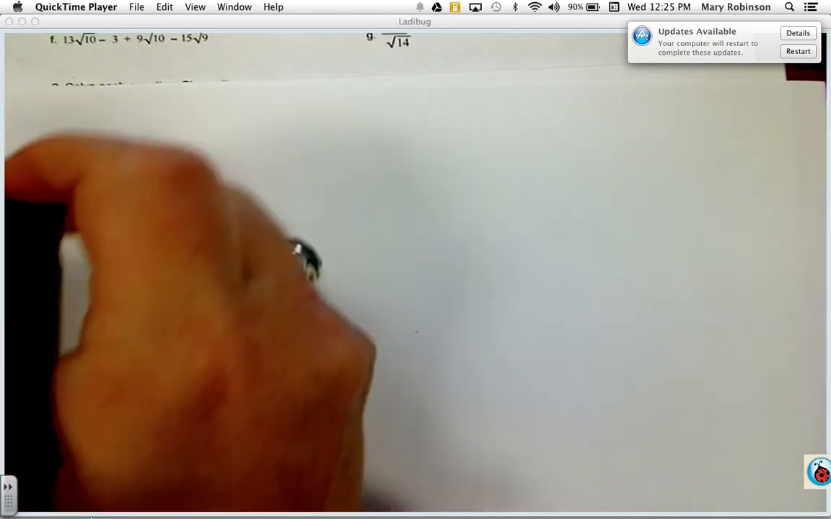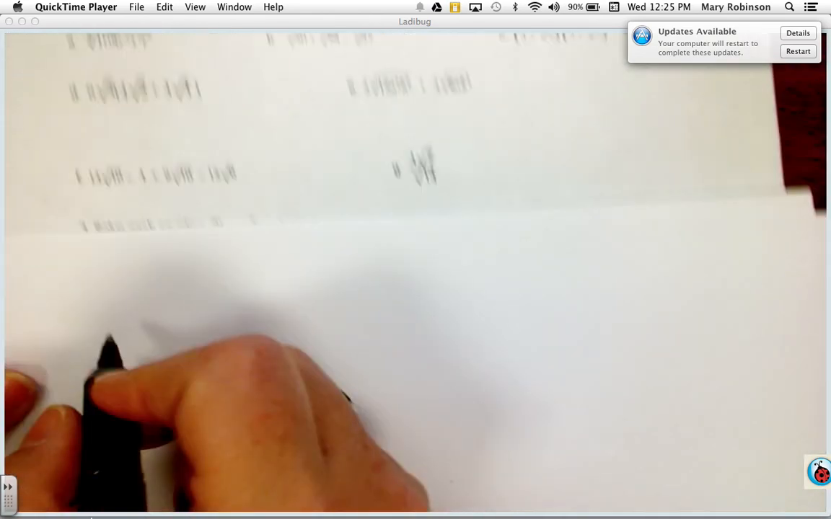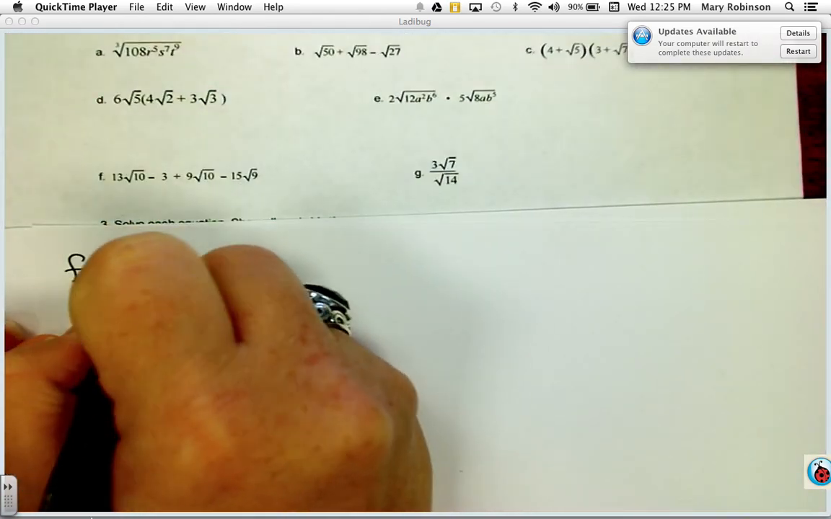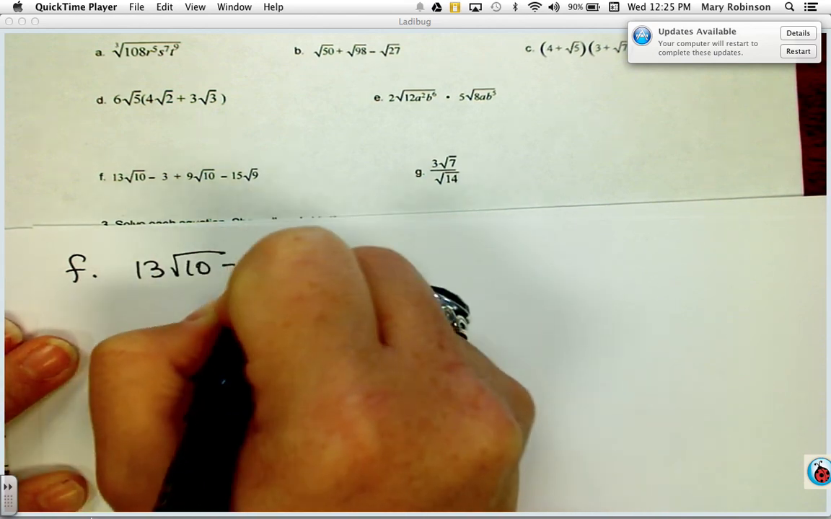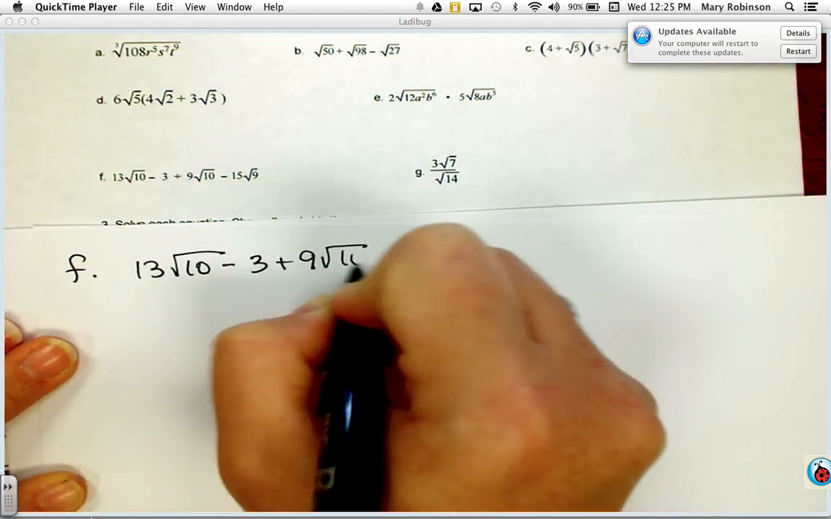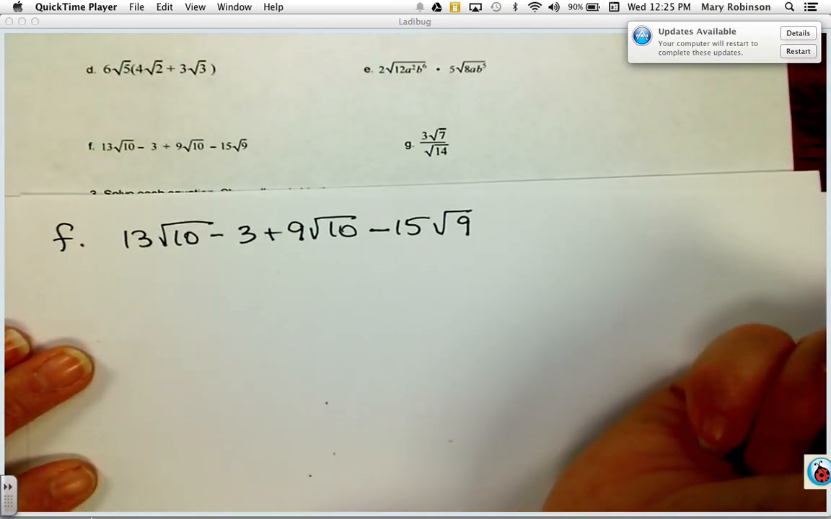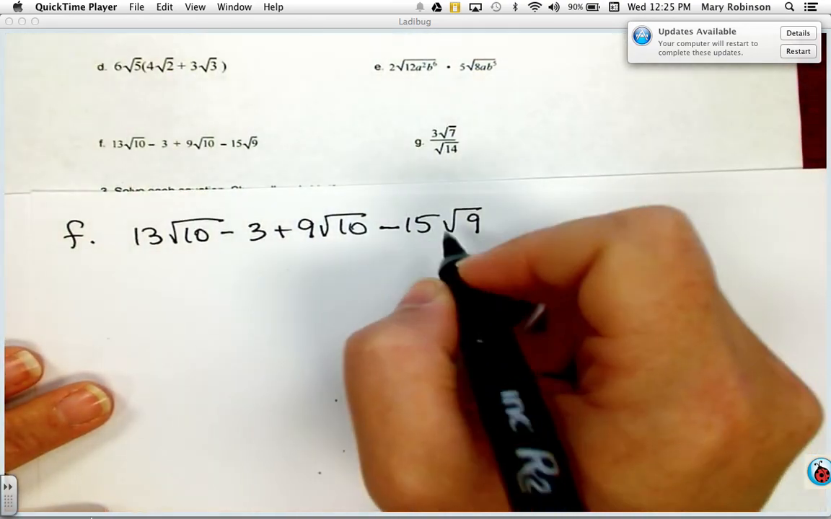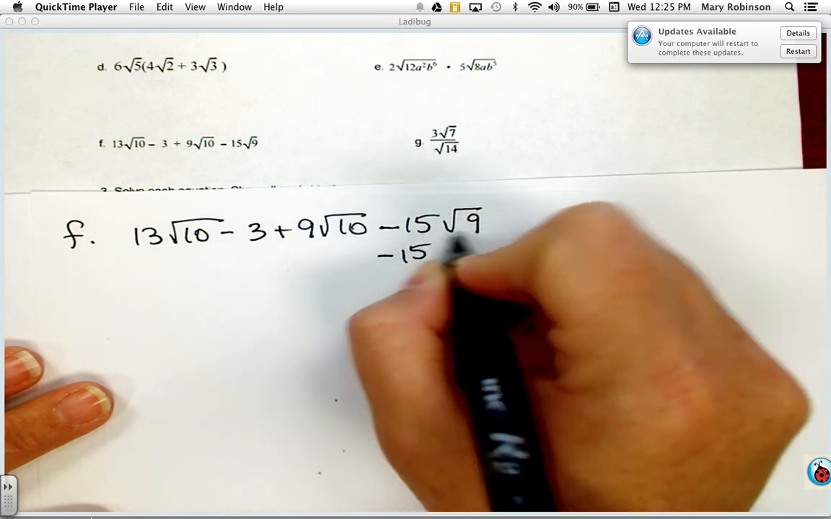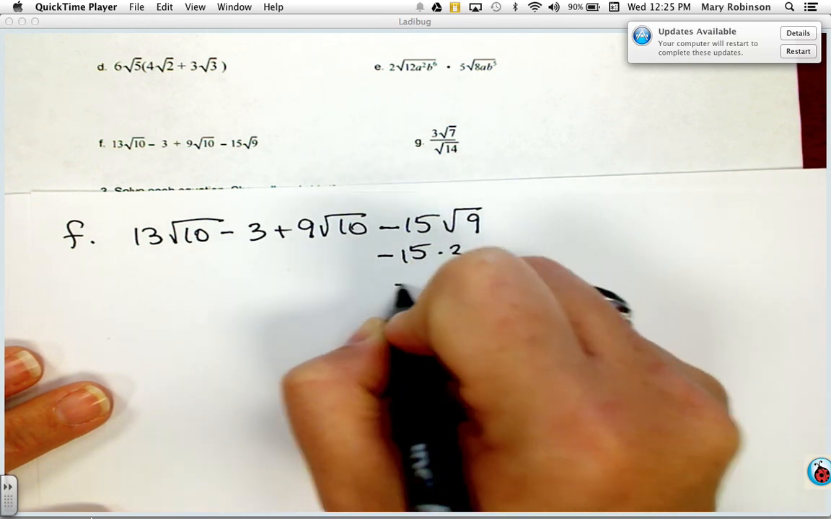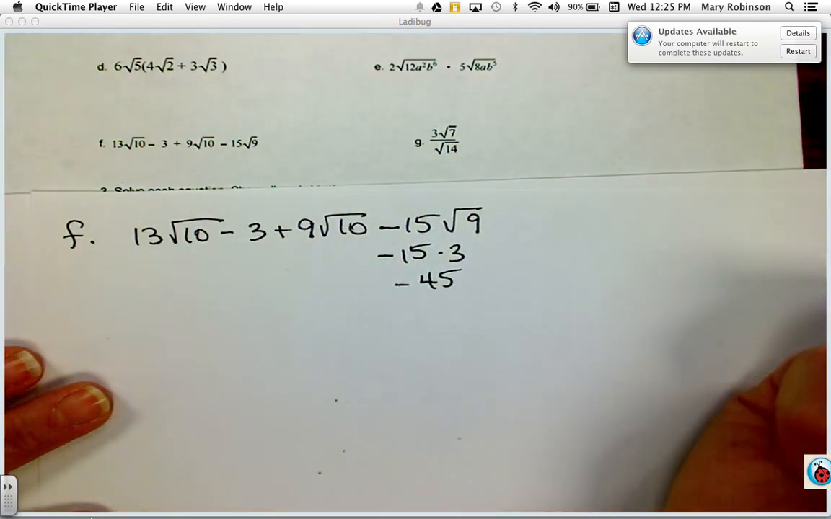Next, almost through here. For f, you're just combining terms here. And you should simplify anything that could be simplified. Hopefully you caught on here that this is square root of 9 is 3, so that's actually going to give us the term negative 45.